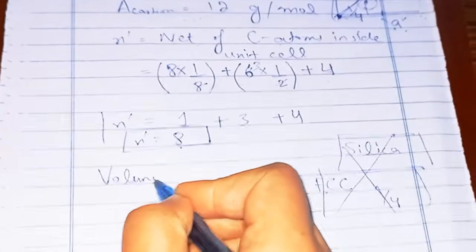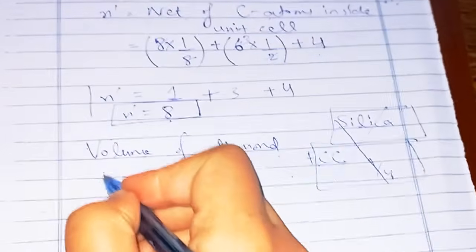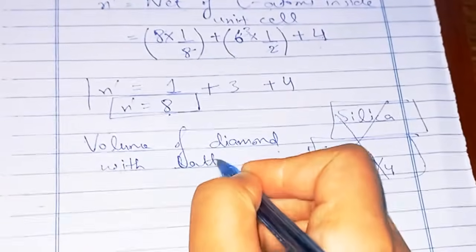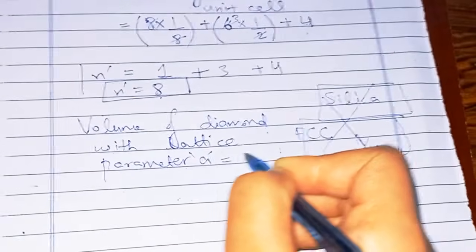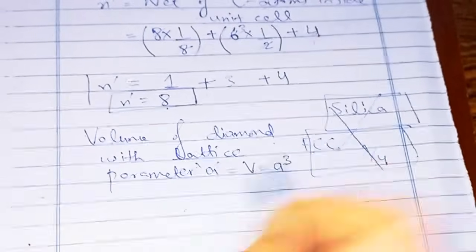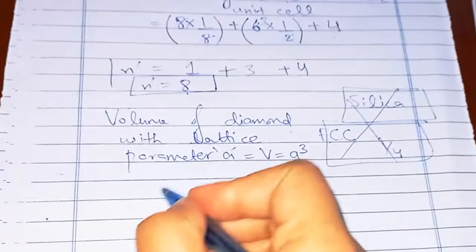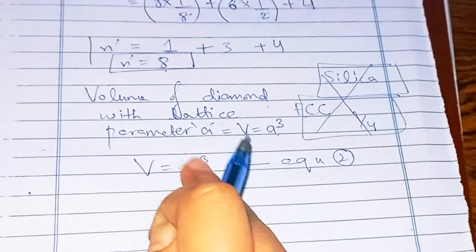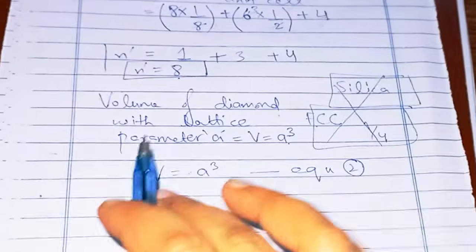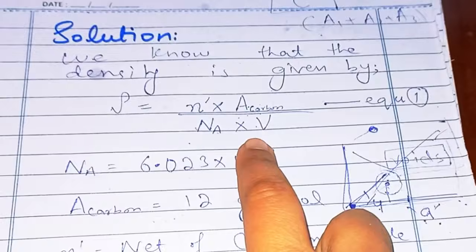We need to calculate the volume. The volume of a diamond with lattice parameter a is given by a cubed. We need to calculate a because we don't have it, and that is the formula V equals a cubed. Let me call it equation number 2. Let's calculate a first, and then we can calculate the volume, and we'll put all of these values into this expression to calculate the density of diamond.